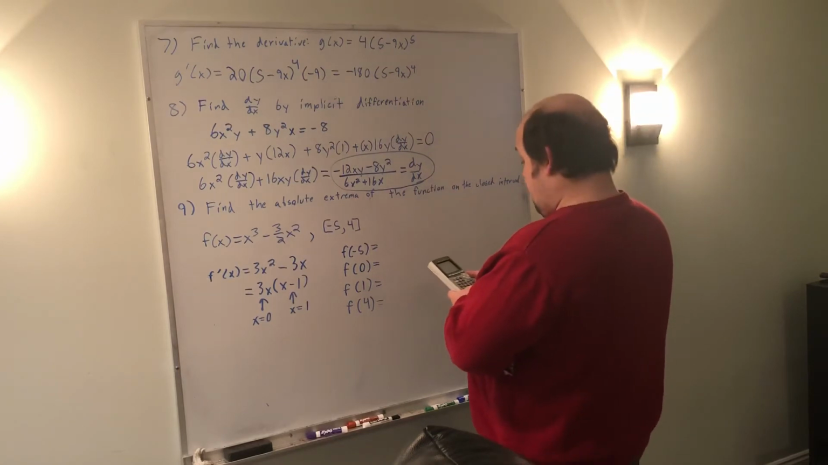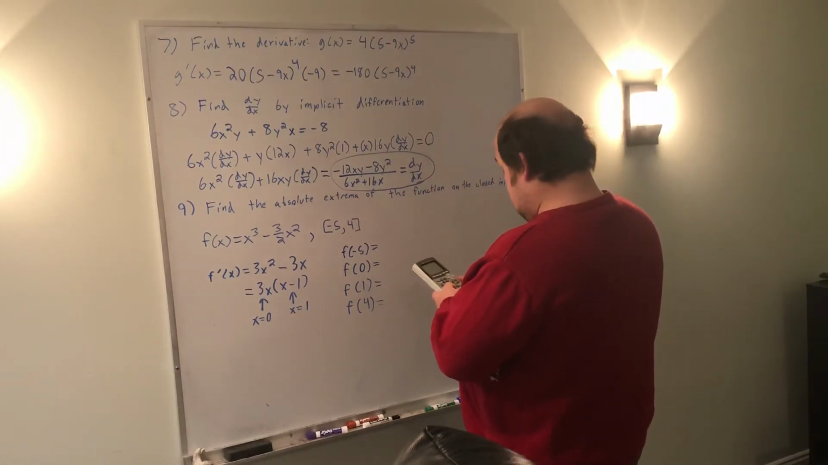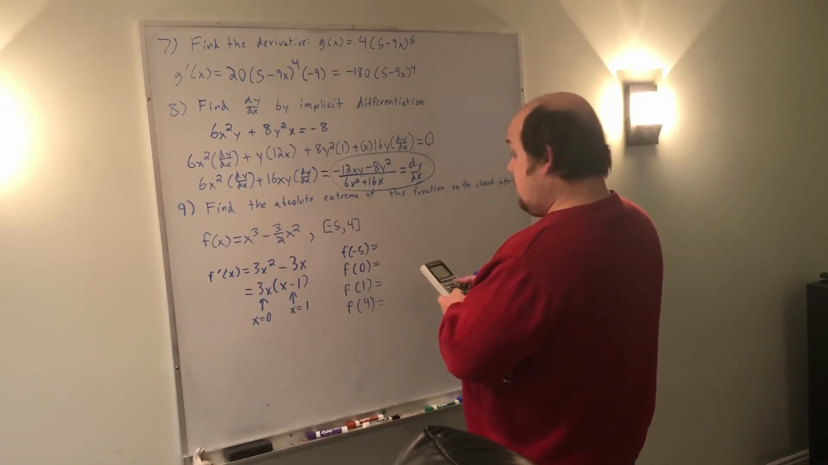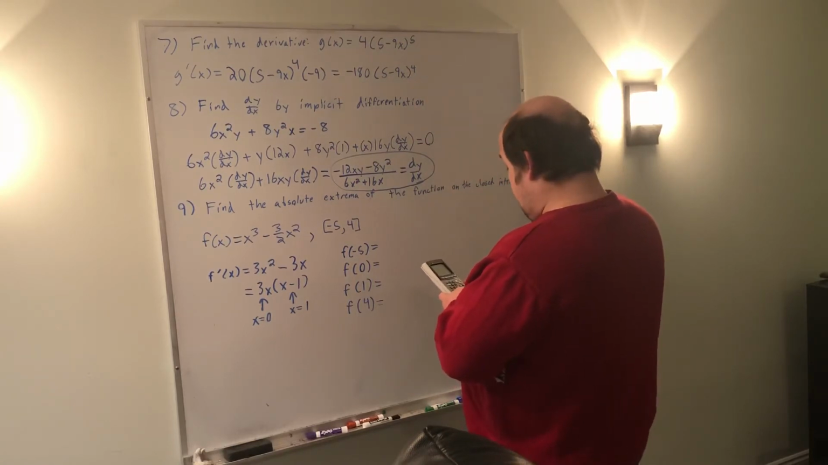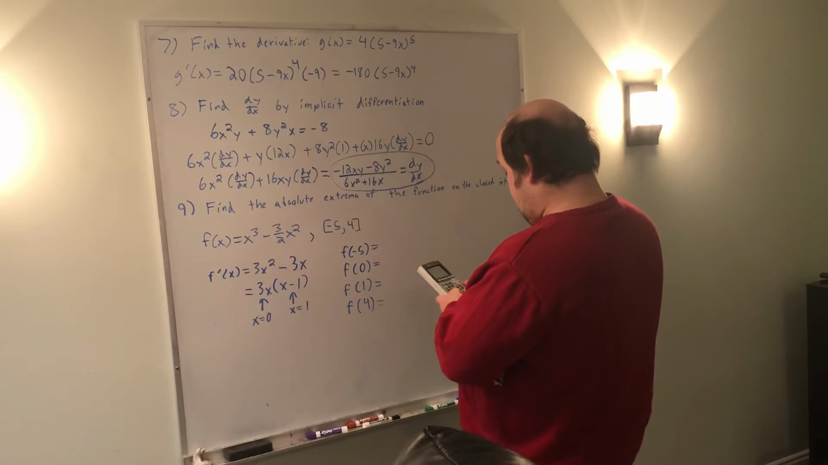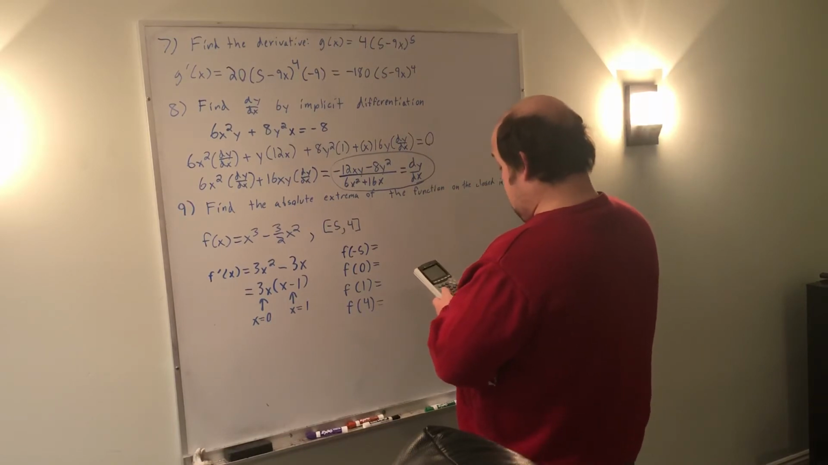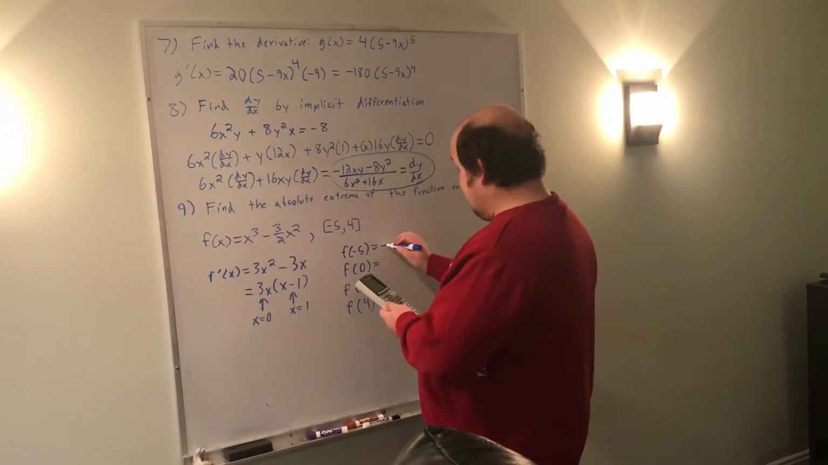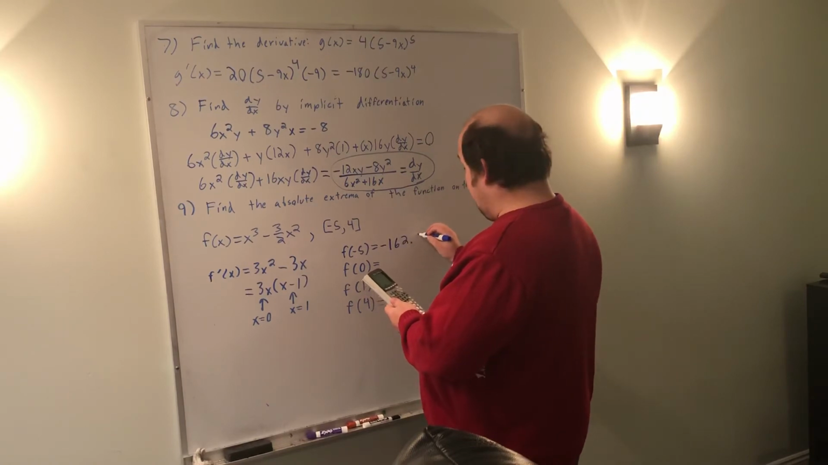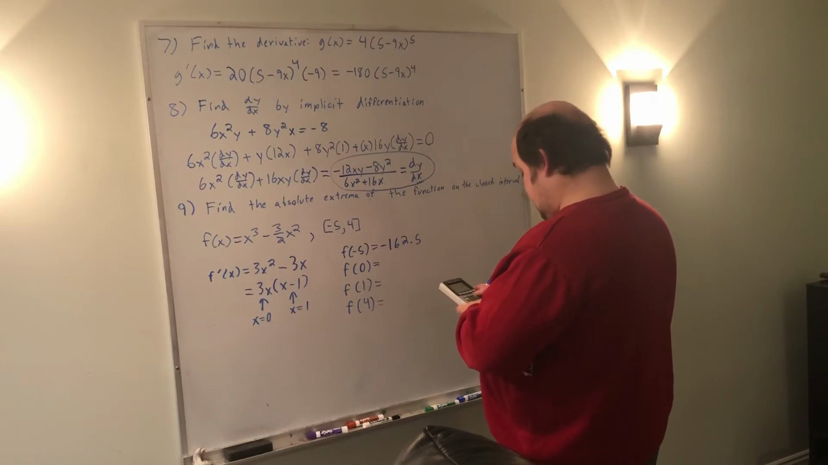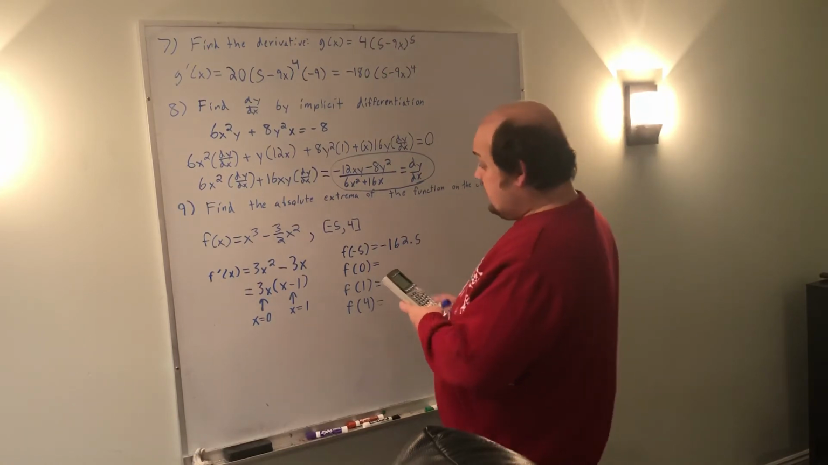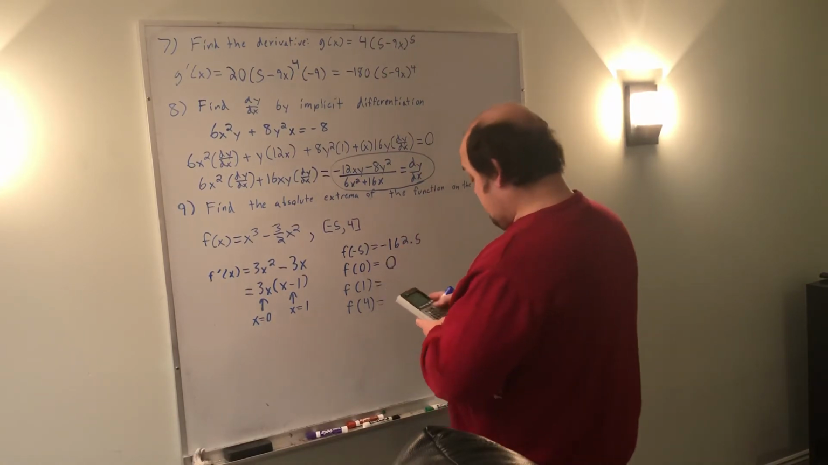So here, when I do parentheses negative 5 to the power of 3 minus 3 divided by 2 times parentheses negative 5 squared, all of that gives me negative 162.5. When I now put in the same equation, except I put in 0 for x, this is going to give me 0 as an answer.